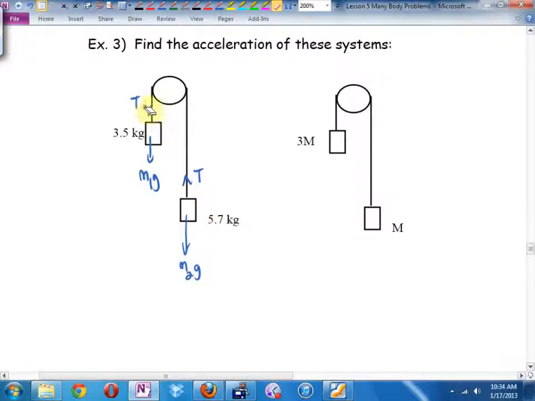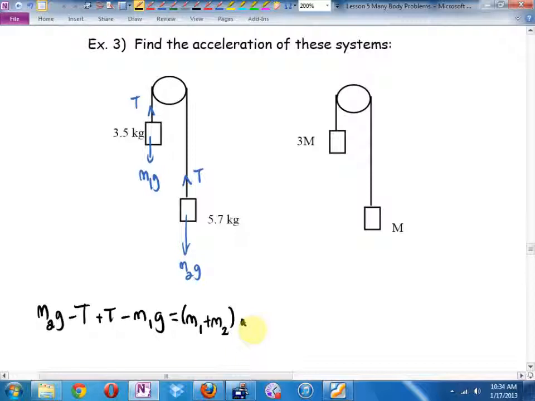You got to be careful because this is pointing up, but when it gets to this side, it's not going to be. My equation is going to look something like this. M2G minus tension plus tension minus M1G equals, do I have more than one mass on the left-hand side? Then I better have more than one mass on the right-hand side. Why am I relaxed? I'm getting rid of tension.